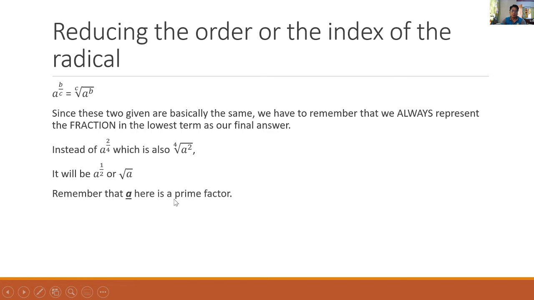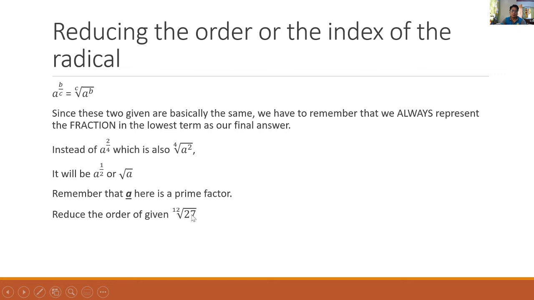Remember that a here is a prime factor. We will be having our example with this one. Yung a natin naka-prime factor na siya, yung nagre-represent dito. That's the reason why meron tayong exponent. Okay? So halimbawa ito. Reduce the order of the given, the 12th root of 27.